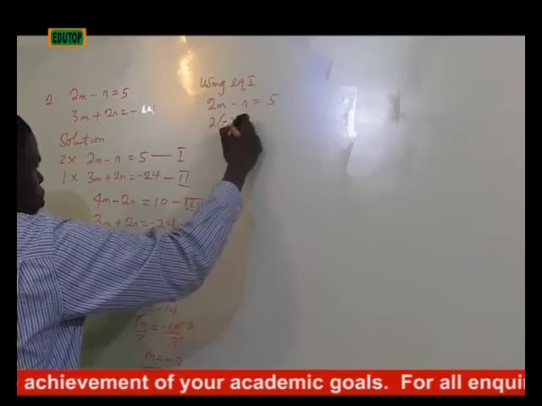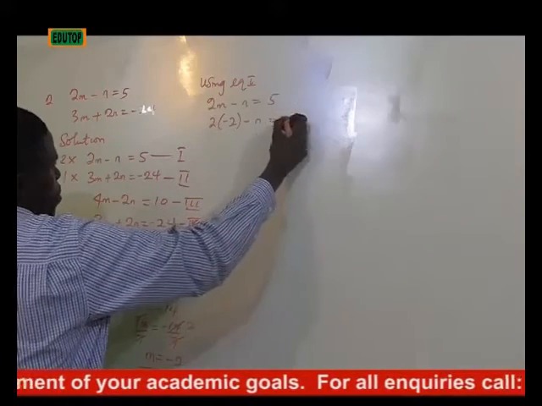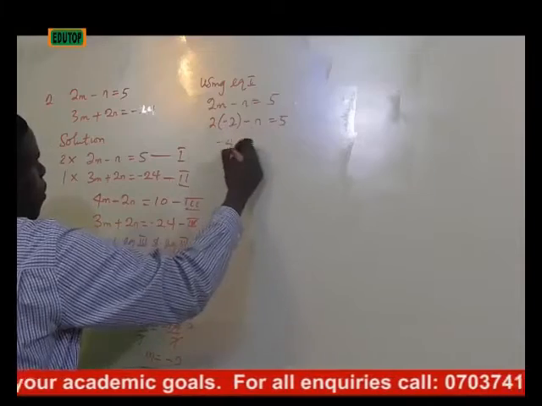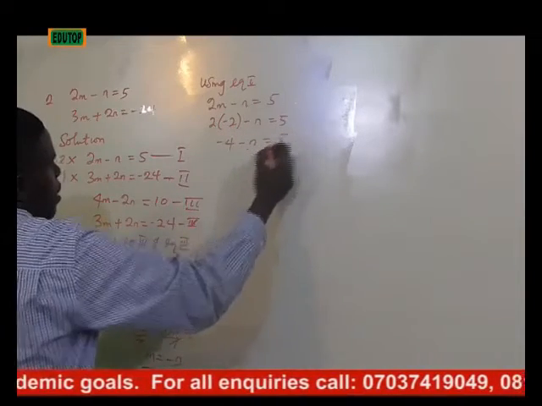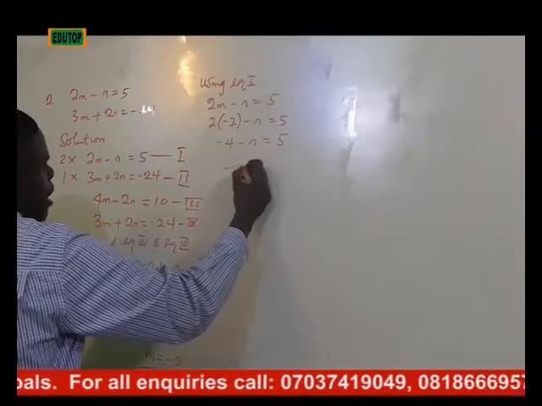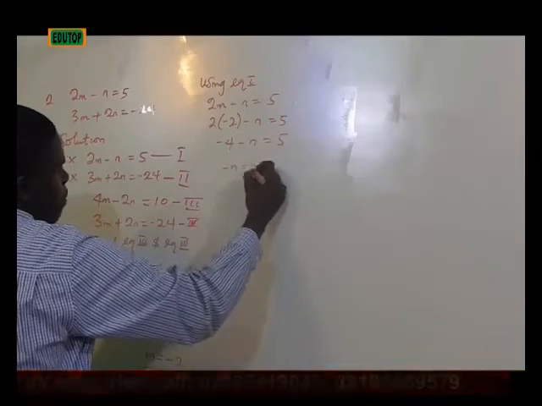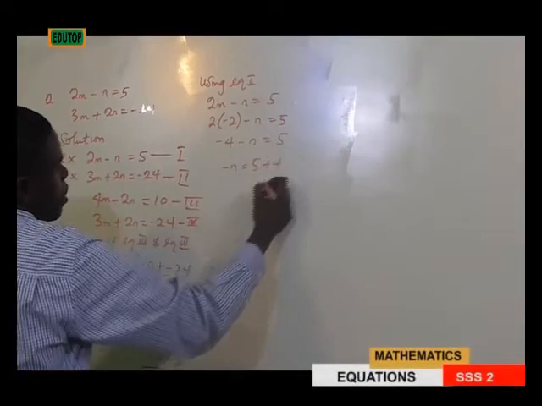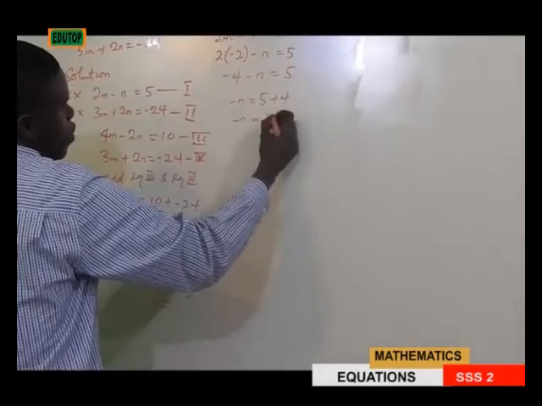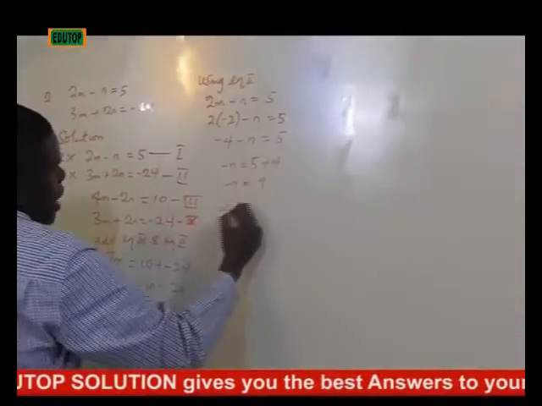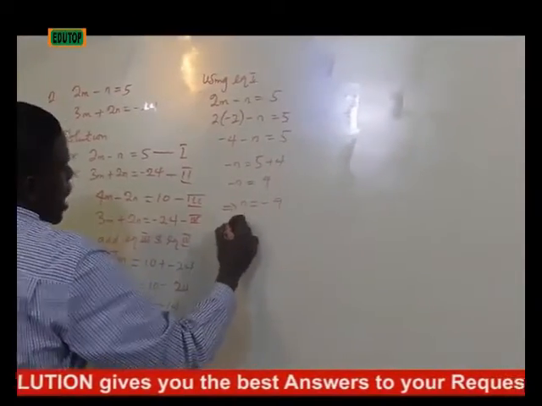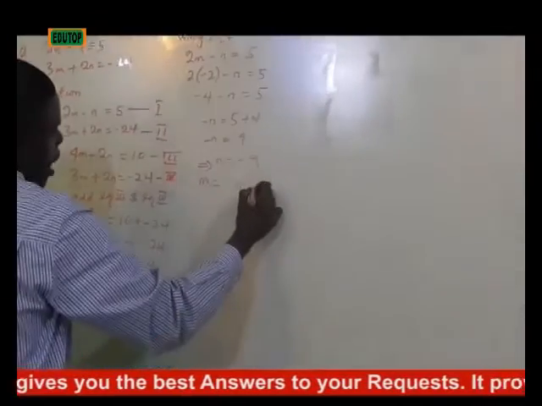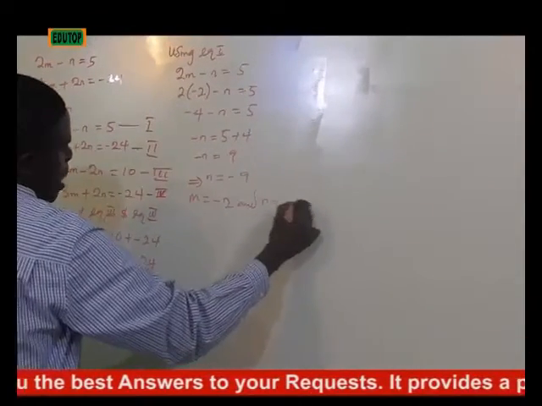Since my m is minus 2, I replace it: minus 4 minus n equals 5. Then this one becomes minus n equals, by collecting like terms, 5 plus 4. Then my minus n equals 9, which implies that my n equals minus 9. So my m equals minus 2, and my n equals minus 9.